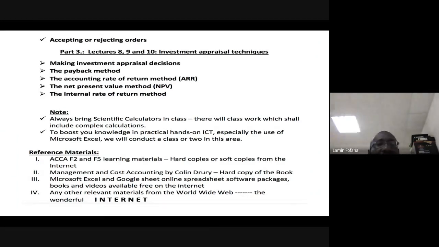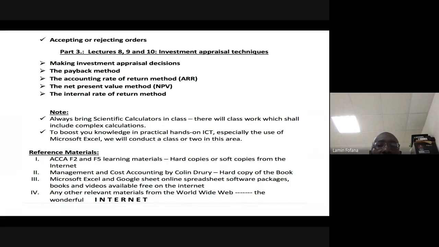And then the last, but not the least, topic in part three, which will be the last topic of our MA3, will be the internal rate of return, the IRR, which has a similar way of solving to NPV. We'll come to see all that.